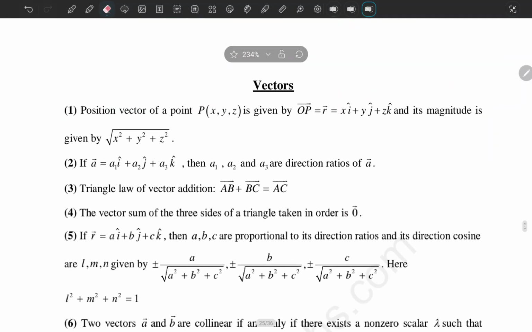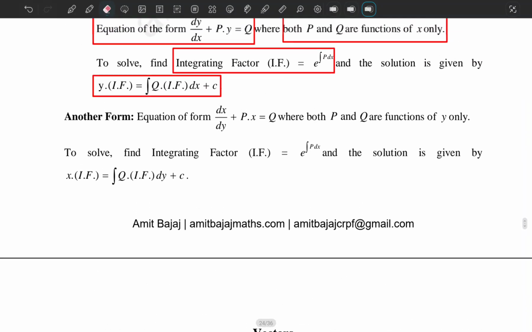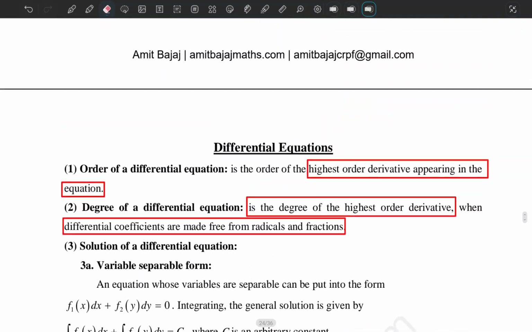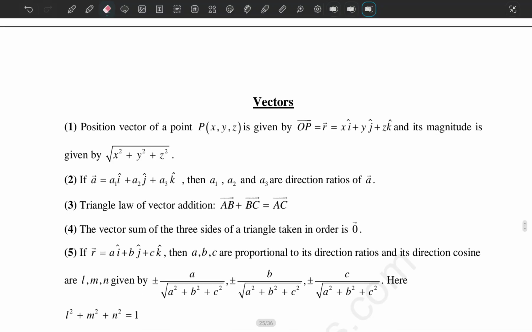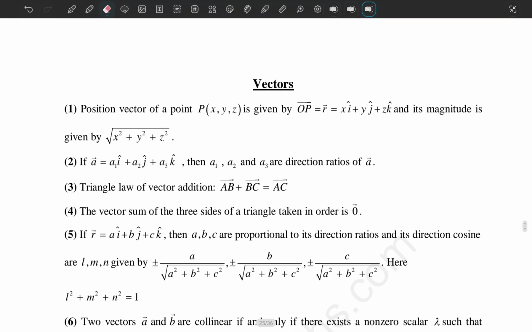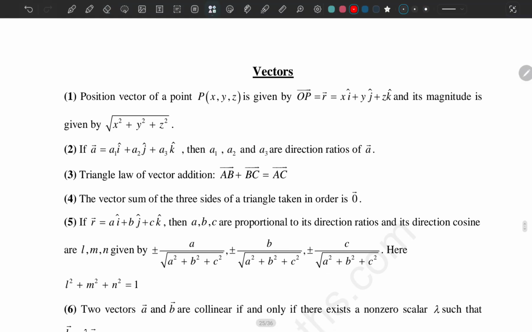Because again, sometimes it plays with us. Okay, so now we're done with the very last chapter of calculus, and we are heading towards vectors, a quite good weighted chapter in CBSE. So the position vector of this point is given by OP, and its magnitude is square root of x square plus y square plus z square.